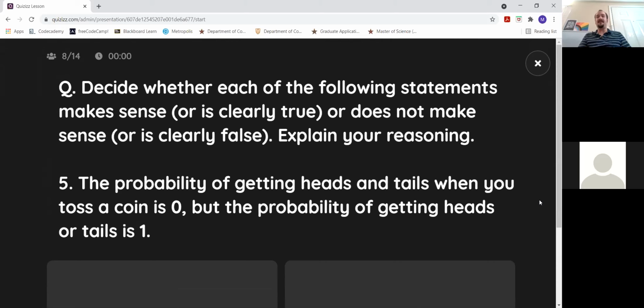The probability of getting heads and tails when you toss a coin is 0. But the probability of getting heads or tails is 1. So does that make sense?